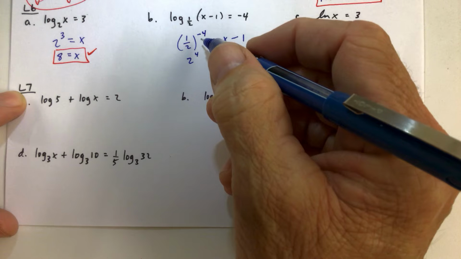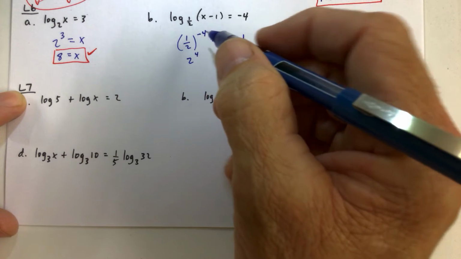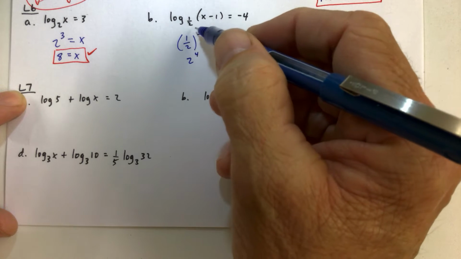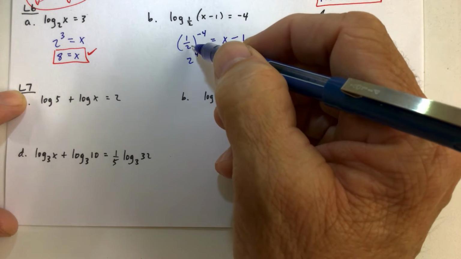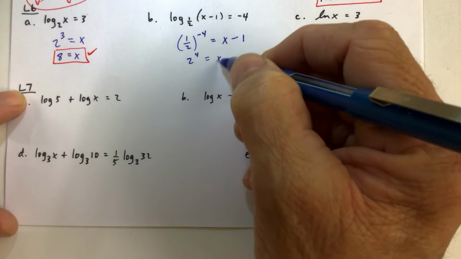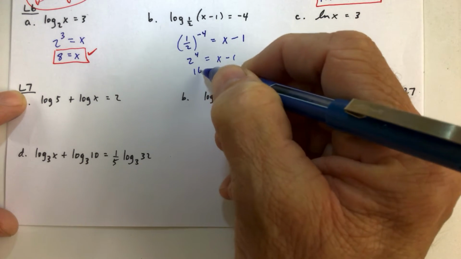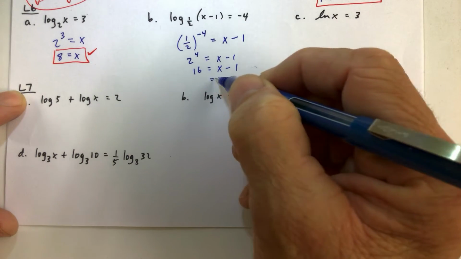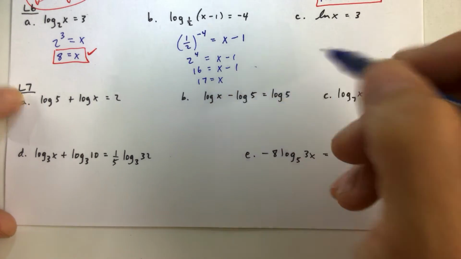You could do a couple steps in there: 1 to the negative 4 over 2 to the negative 4. 1 to anything is 1, and 2 to the negative 4 downstairs is 2 to the fourth upstairs. So no matter how you slice it, you get 16. So 16 is equal to x minus 1. Adding 1 to both sides, we get x equals 17.